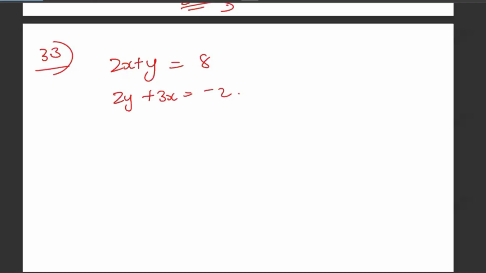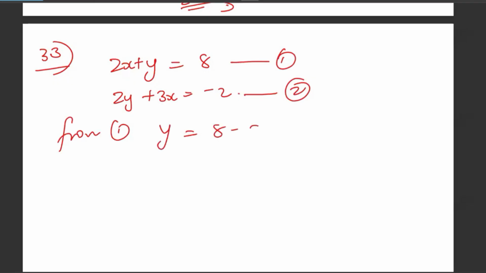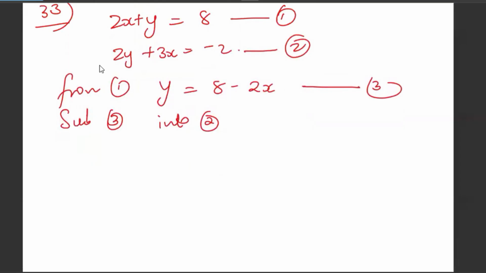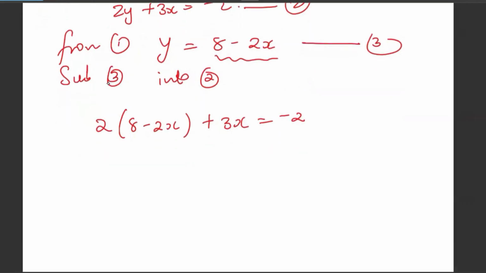So if by any chance I call that 1, I call that 2, I would say from equation 1, let me make y the subject. It's going to be 8 minus 2x. Call that equation 3. And then I'll substitute 3 into equation 2. Then if I do that, where there is y, I replace it with that. So it's going to be 2 into 8 minus 2x plus 3x is negative 2. We open up. So 2 times 8, that's 16. 2 by 2, that's going to be 4x. Plus 3x is negative 2.